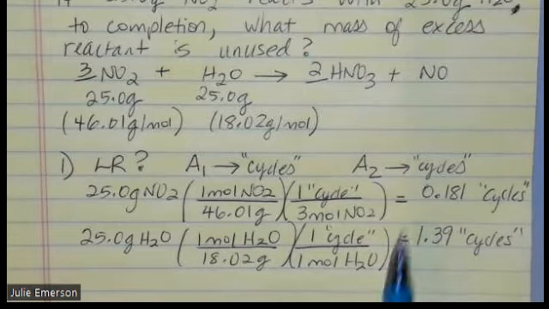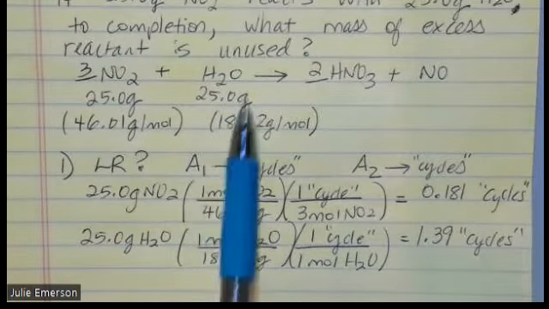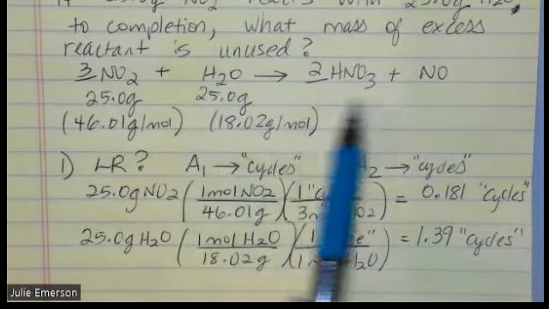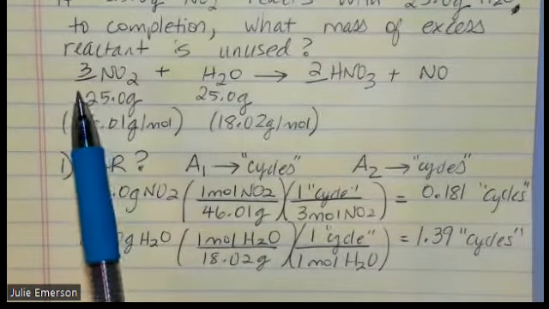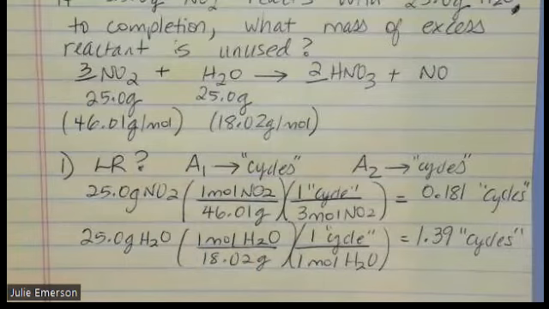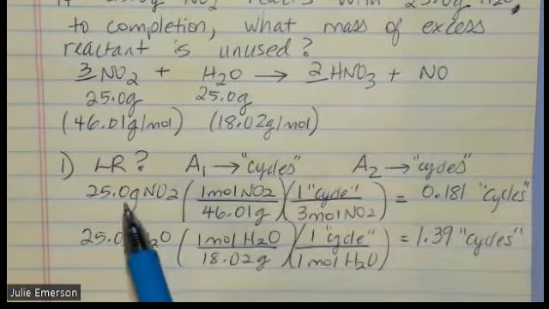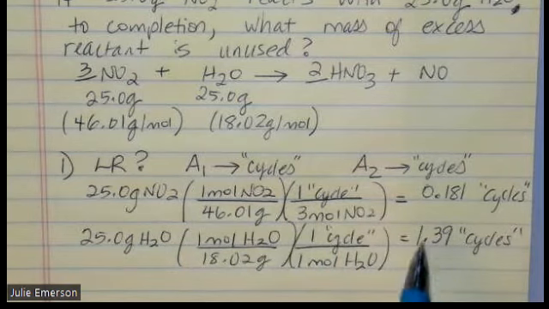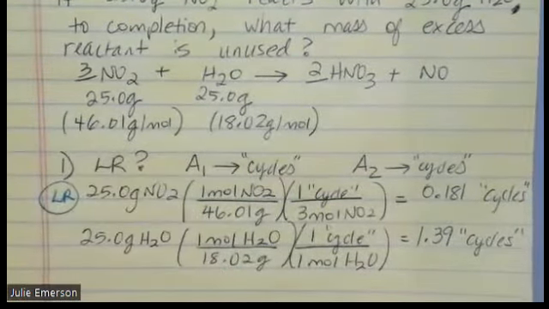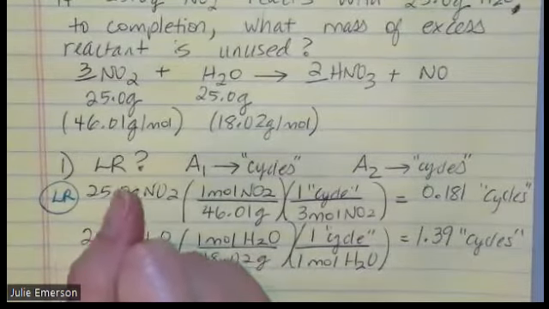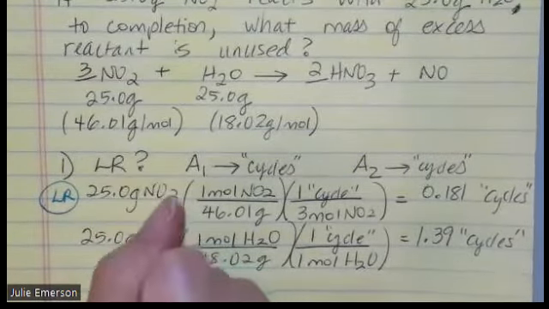All right. So what this math tells me is that I don't have very much NO2 compared to water in terms of how many reaction cycles I could do. The 25 grams of water could go through 1 1/3 cycle. The NO2 couldn't even get through a whole cycle. It can only do like 2/10, right? So what I'm looking at here then, when I look at those 2 numbers, is that the NO2 is definitely the limiting reactant. And that means that the water here is going to be in excess.